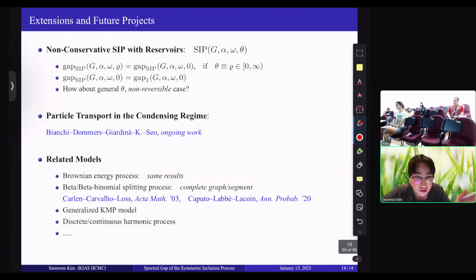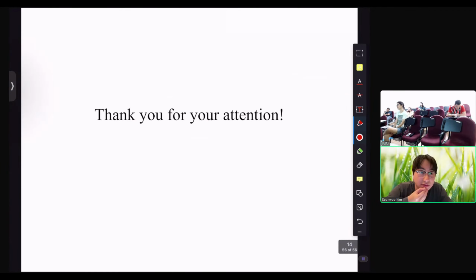And then we can use this idea to calculate many related models. For example, the Brownian energy process: we already had the result because BEP is actually dual to SIP, so we have exactly the same result. And then the beta binomial in specific geometries, and these days we are starting to discuss the general KMP model and so on. Maybe we can apply our concrete ideas to many related models. Okay, so this is a good time to stop. Thank you very much.